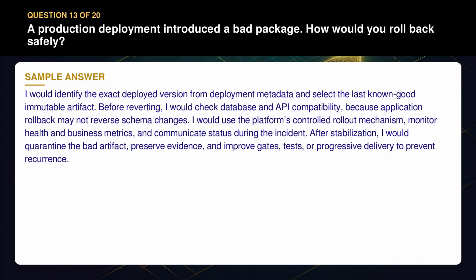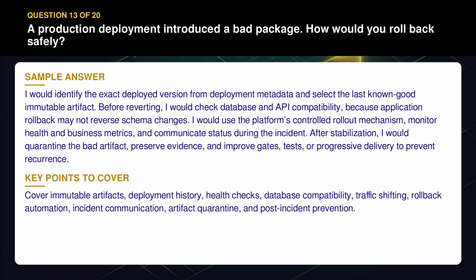I would identify the exact deployed version from deployment metadata and select the last known good immutable artifact. Before reverting, I would check database and API compatibility, because application rollback may not reverse schema changes. I would use the platform's controlled rollout mechanism, monitor health and business metrics, and communicate status during the incident. After stabilization, I would quarantine the bad artifact, preserve evidence, and improve gates, tests, or progressive delivery to prevent recurrence.